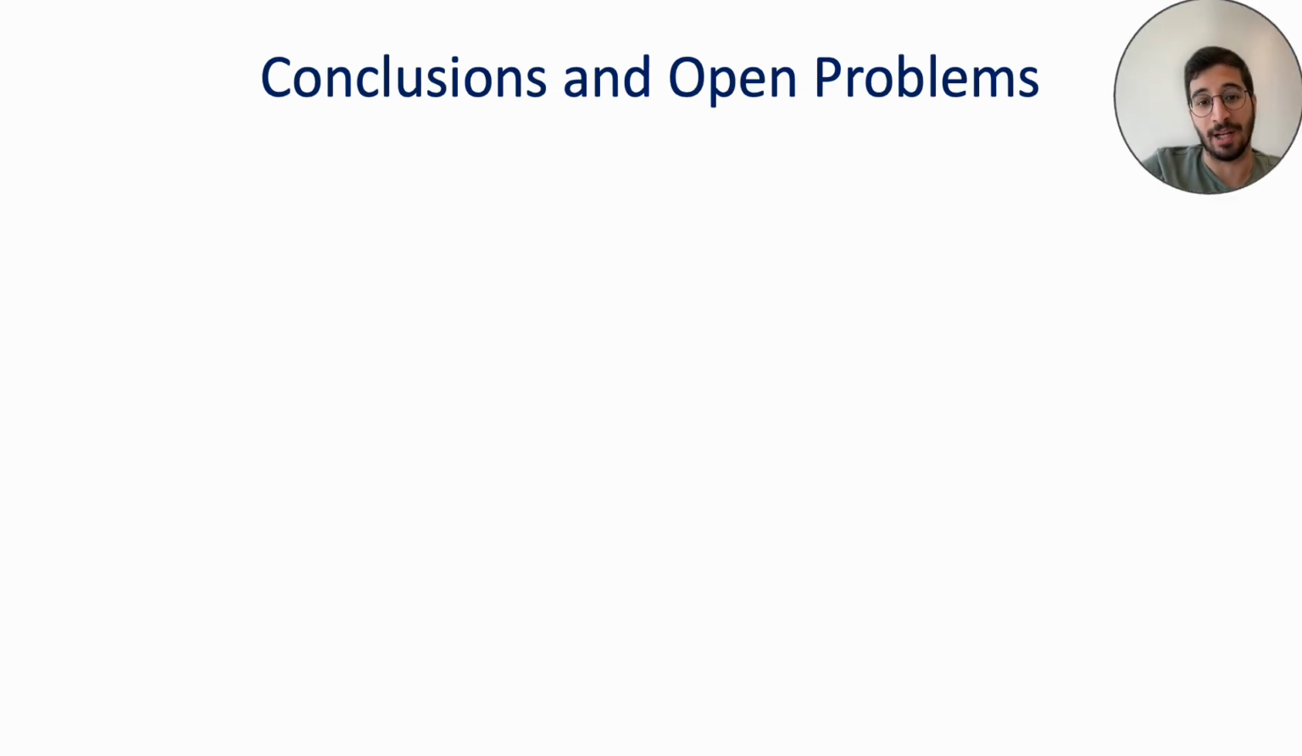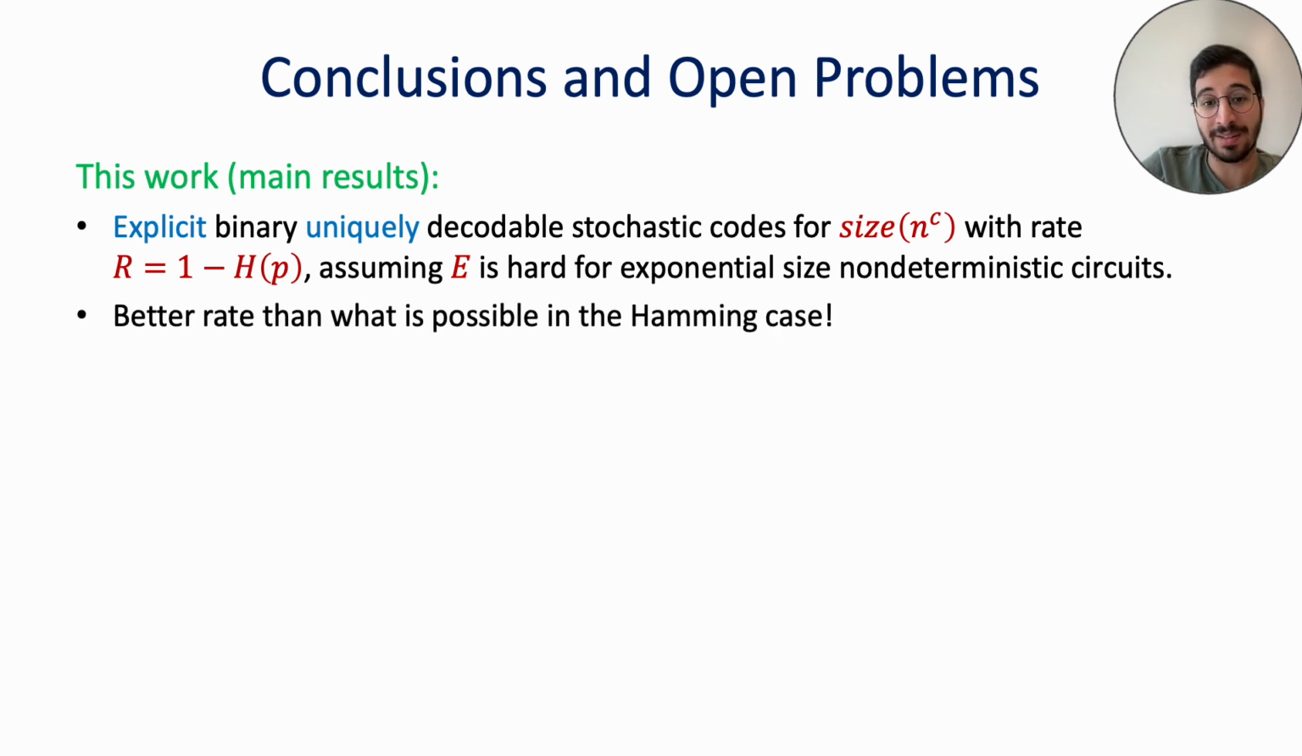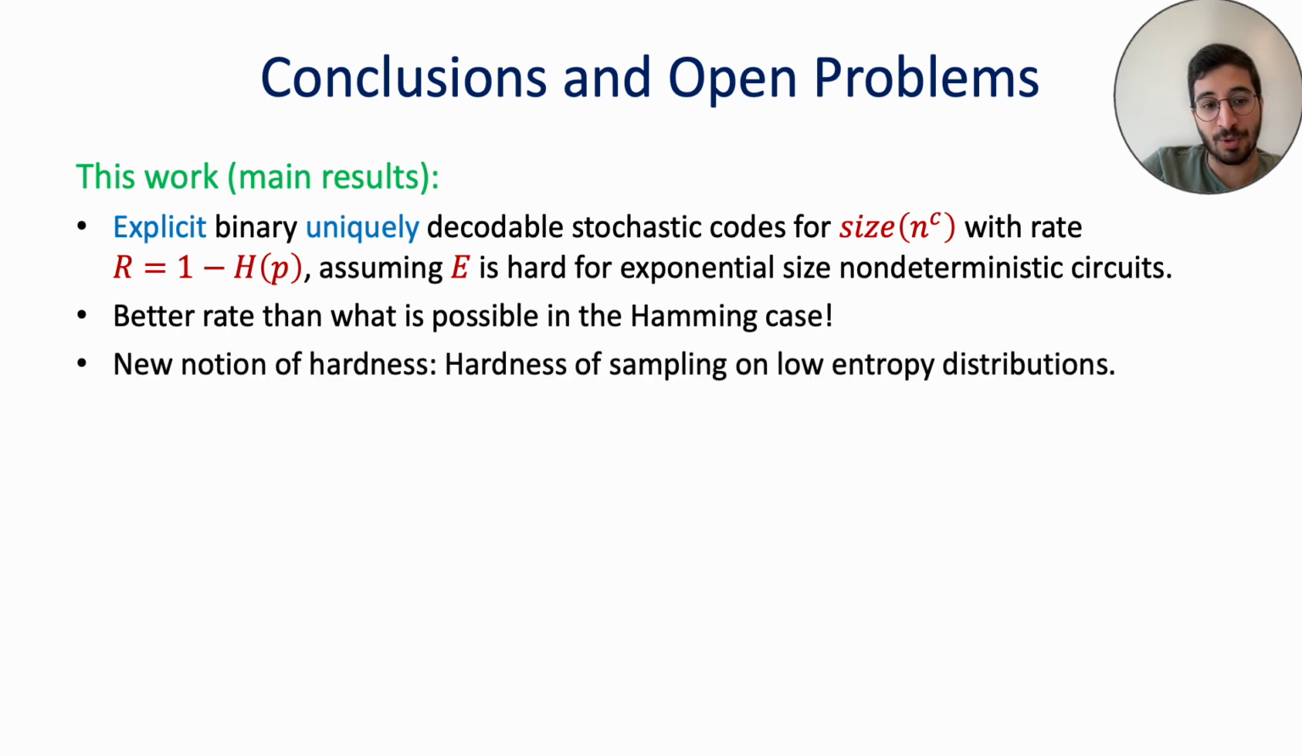Okay, so let's recap. In this talk, we saw explicit binary uniquely decodable codes for size n circuits, and these codes achieve better parameters than what's possible for Hamming. And we proposed a new notion of hard-to-sample functions that we think is going to be of independent interest.